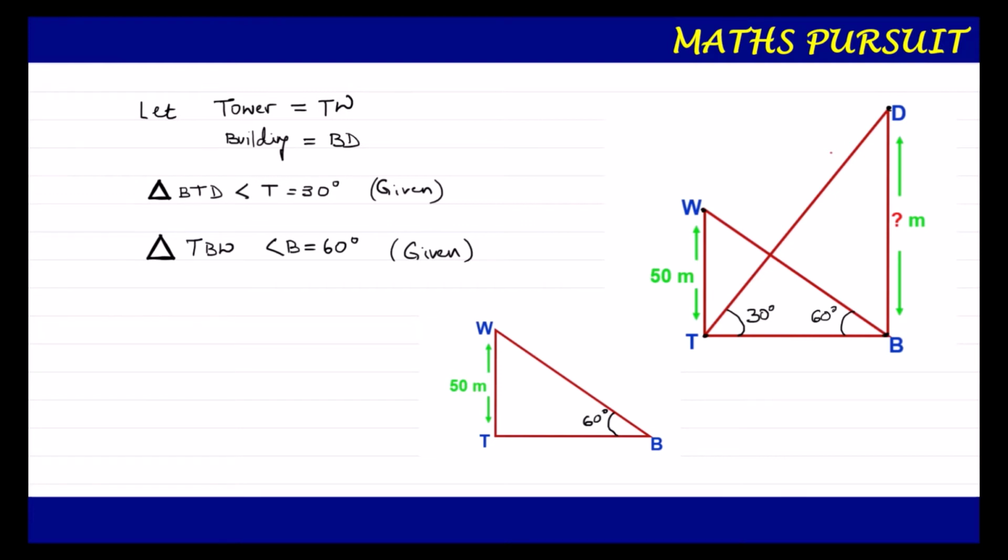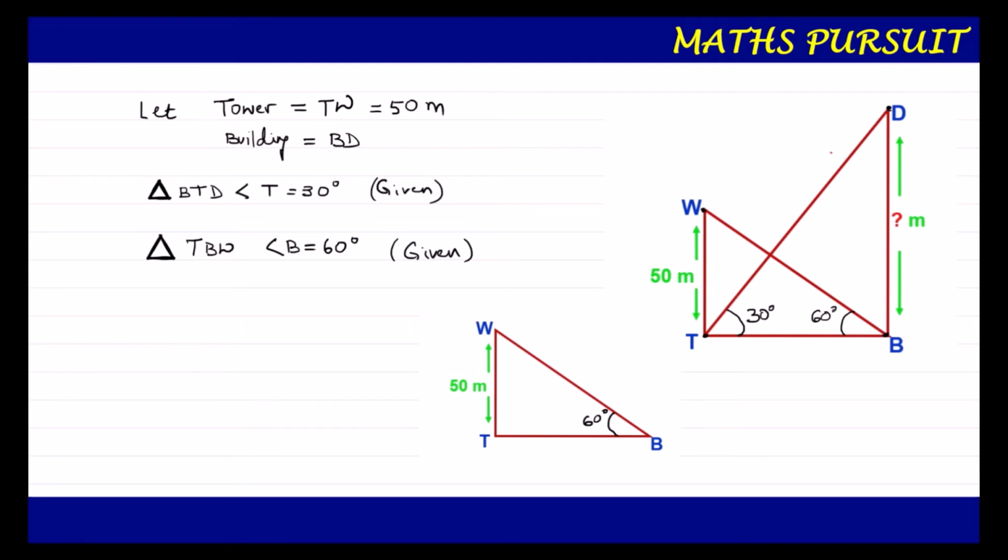And the other thing, if you look in the question, the tower is 50 meters high. It is also given that the tower height is 50 meters. That means we consider the tower as TW, and I can write TW is equal to 50 meters. And it is being asked to find out the height of the building, that is BD. So now, what we got, if you look at the triangle BTW or TBW, the angle B is 60 degrees and WT or TW is 50 meters. TW or WT are one and the same, which is 50 meters.